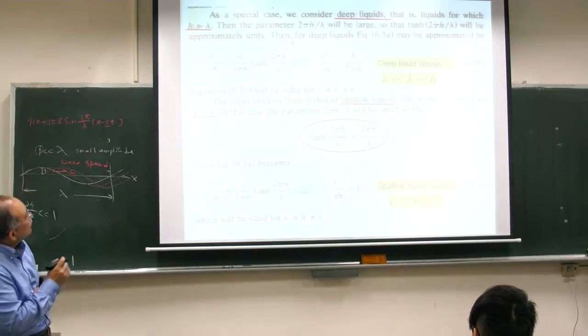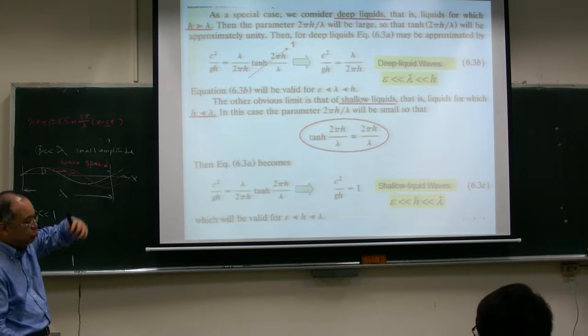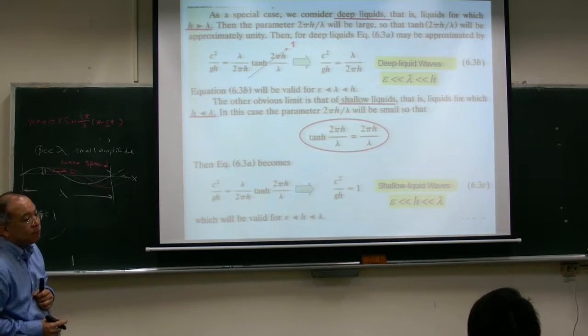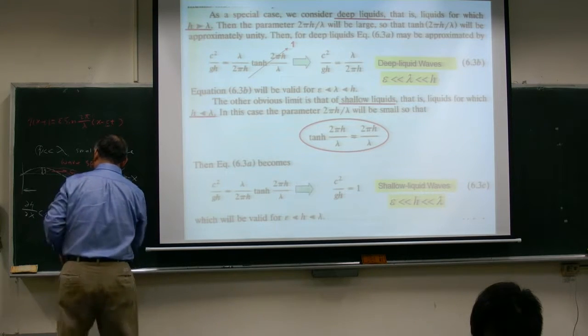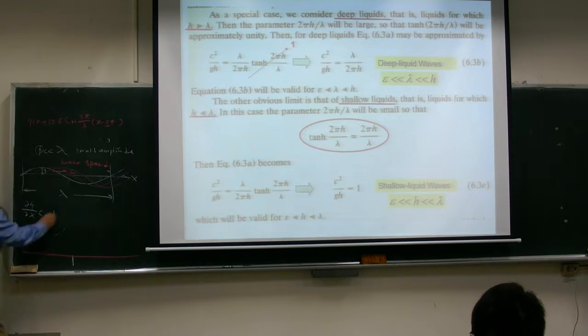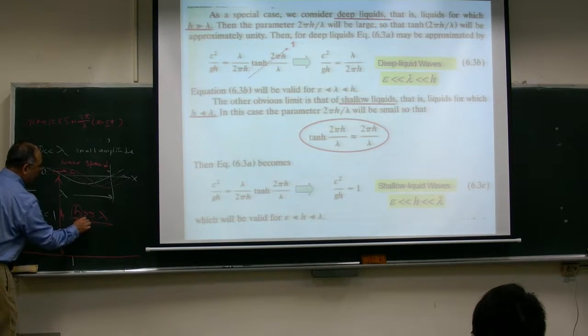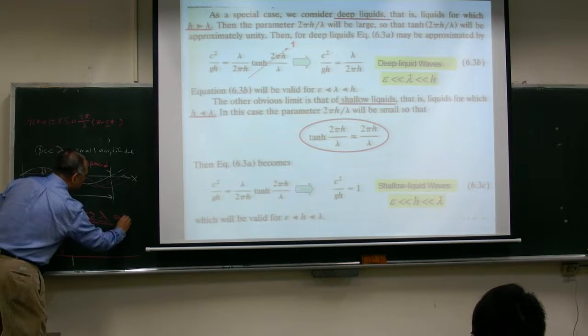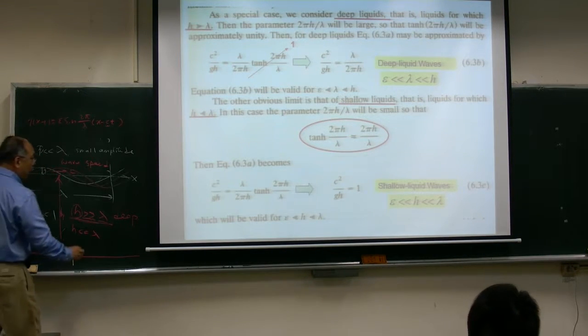If you consider deep liquid, what does deep liquid mean? The liquid height h is much greater than lambda. That's called a deep liquid wave. So we will compare with the so-called deep liquid wave. We have the bottom boundary wall here and the surface, and this h is much greater than lambda. So it's a very deep wave, and this boundary is far away. This height h is much greater than lambda. This is called a deep wave. Vice versa, h much less than lambda is for shallow water.